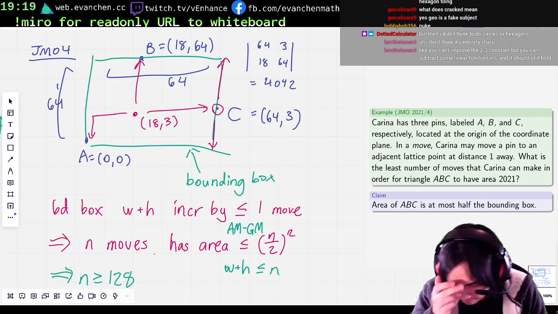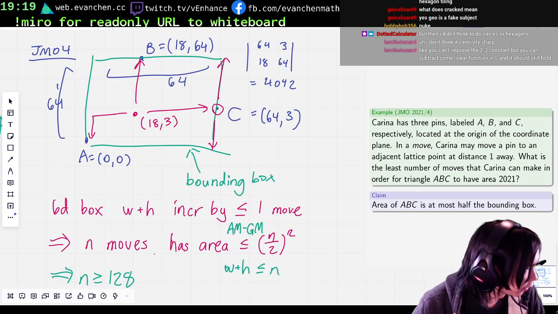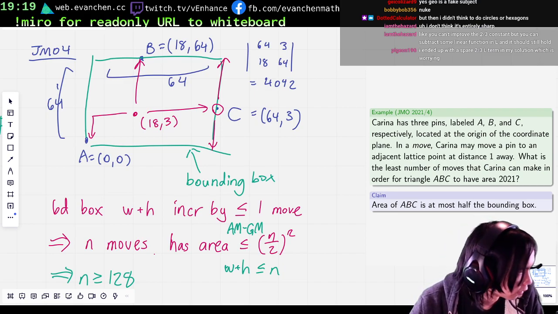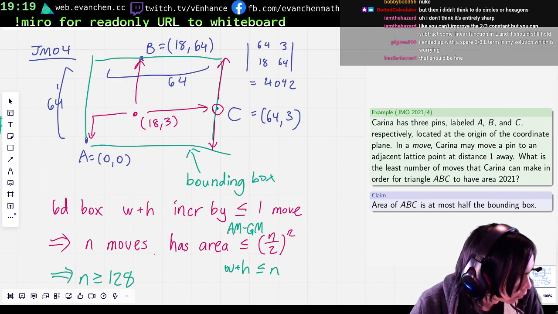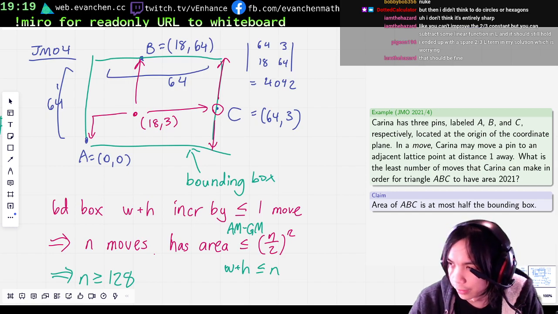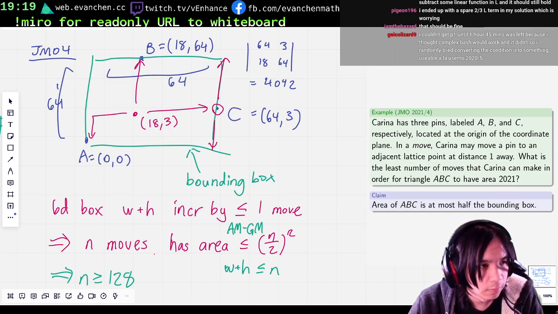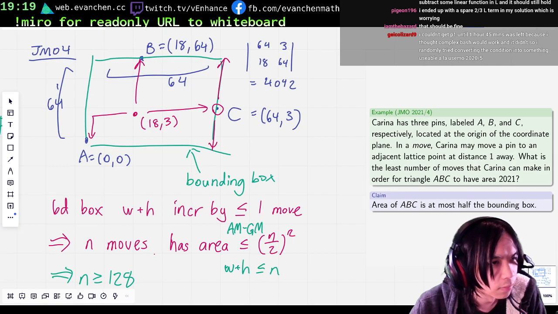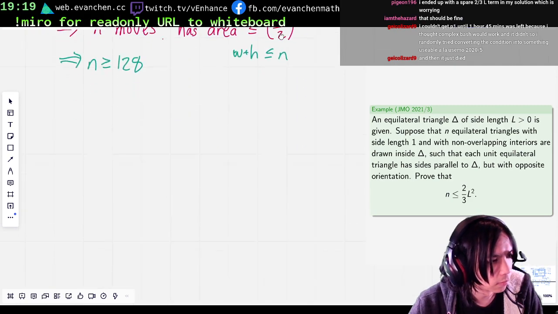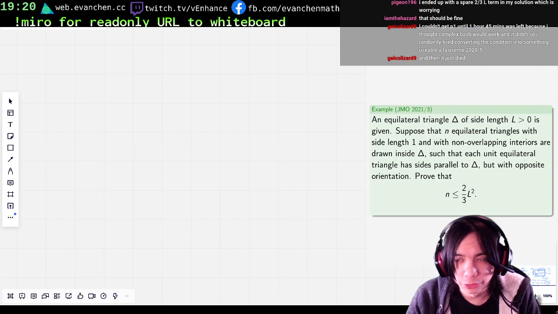Okay, so that's it. Now let's go on to JMO 3, which I think people are more interested in. The first thing I should say is that the bound is sharp asymptotically. I don't think it's sharp up to exactly, but there are pictures for which you get something close to it.